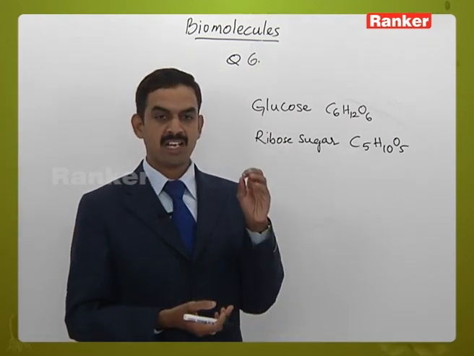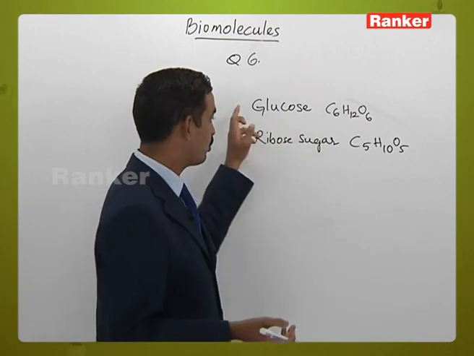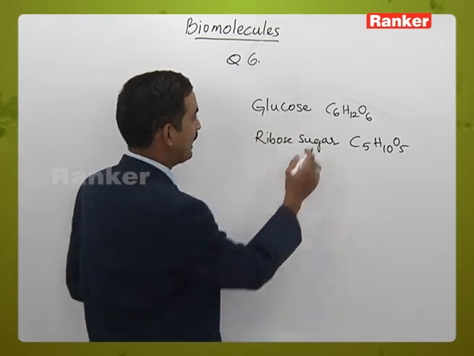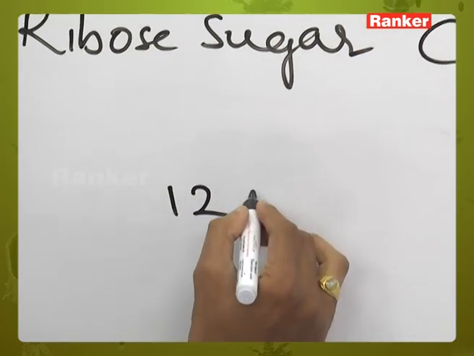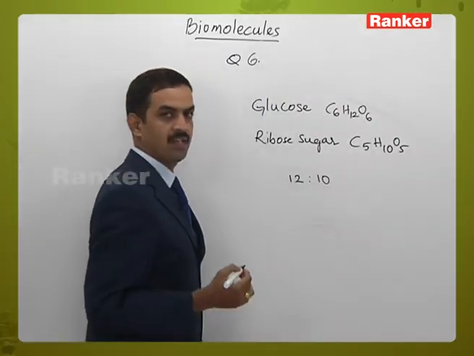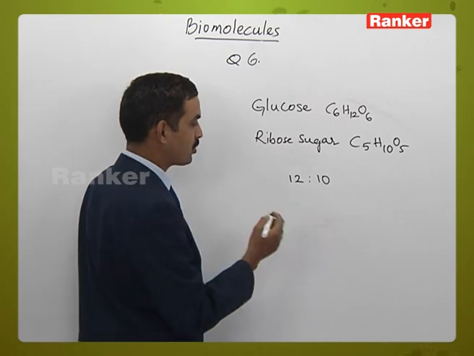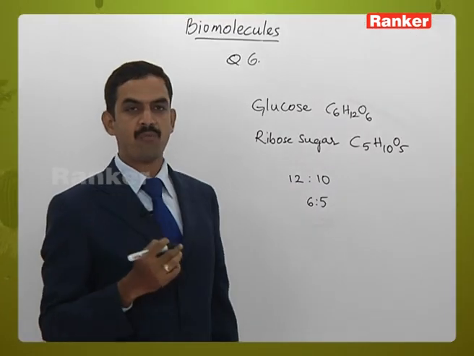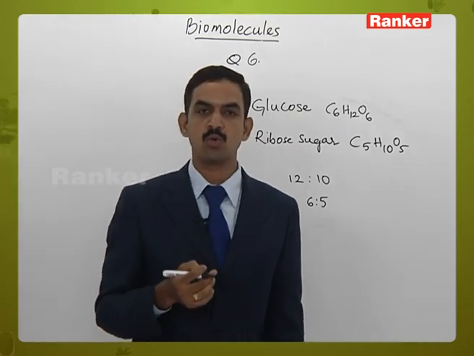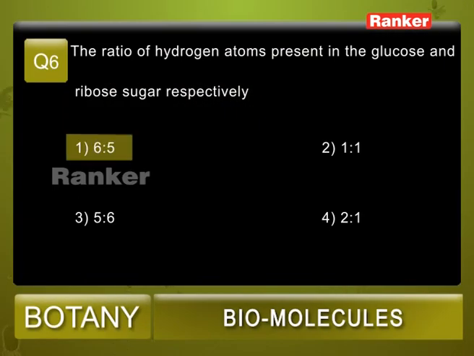So let's come to the ratio of hydrogen atoms present in glucose and ribose sugar. In glucose, the number of hydrogens is 12, whereas in ribose sugar, the number of hydrogens is 10. When we simplify 12:10, it comes to 6:5. So the ratio of hydrogen atoms present in glucose and ribose sugar respectively is 6:5. Question number 6, the correct answer is 1.